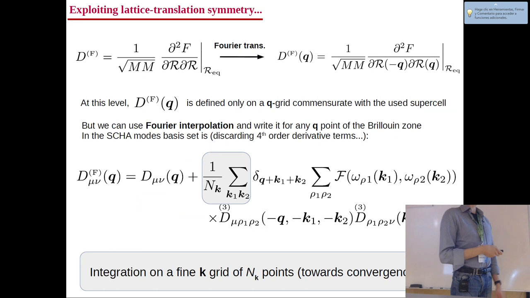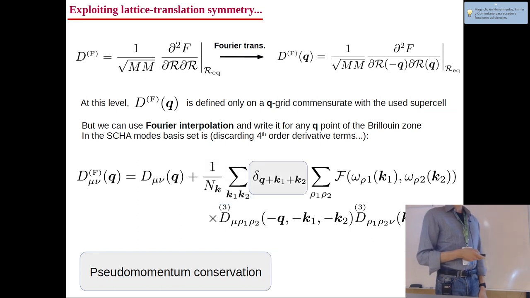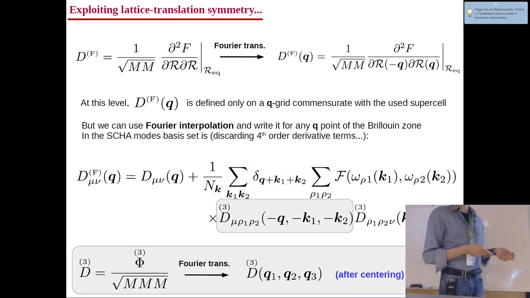So this is a grid where we are doing the interpolation. Essentially, you have to integrate on a very fine grid in the Brillouin zone until you reach convergence. This is just a term that takes into account the momentum conservation. And this is just the 3D Fourier transform into this object, okay, here.